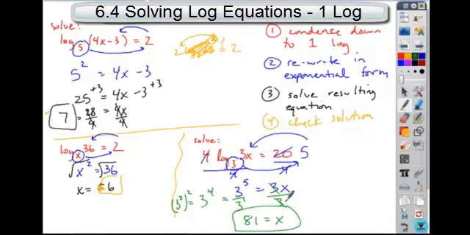When you plug 81 back into the original expression, do you get a negative value or a 0 inside your log, or the base of your log? No, so that means it's consistent.